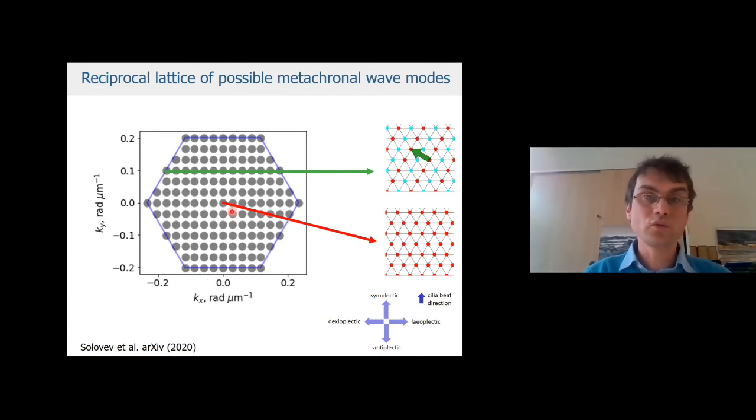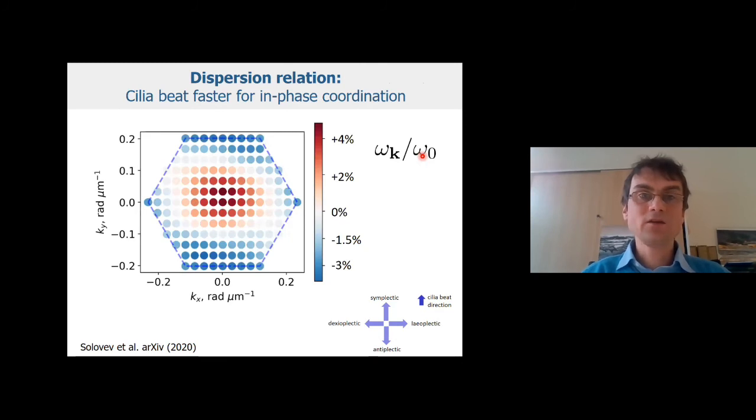So for those who are not familiar with this, just be assured that each gray dot here corresponds to one possible wave mode, and this point in the middle would correspond to an in-phase wave where each cilium does exactly the same. And this point here where the green arrow starts would correspond to this wave where you have wave fronts, and these wave fronts move along the direction of the green arrow.